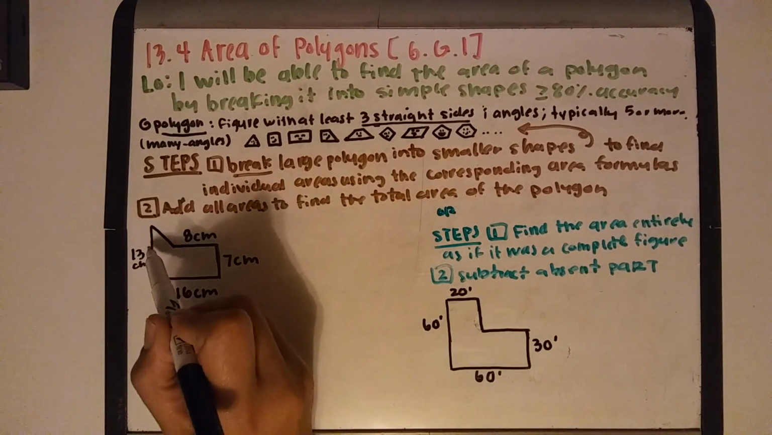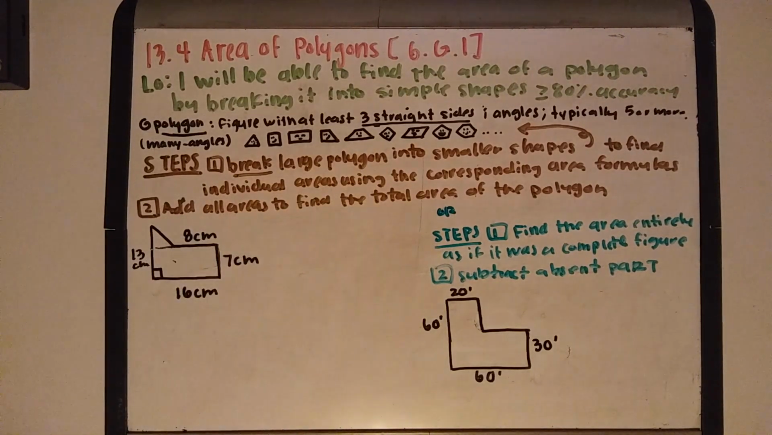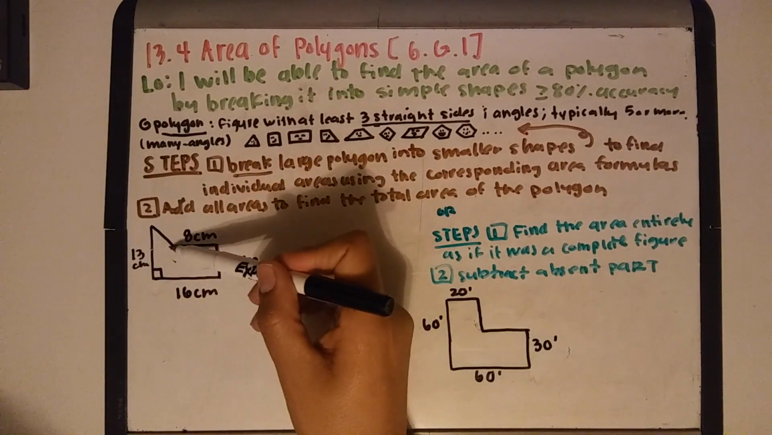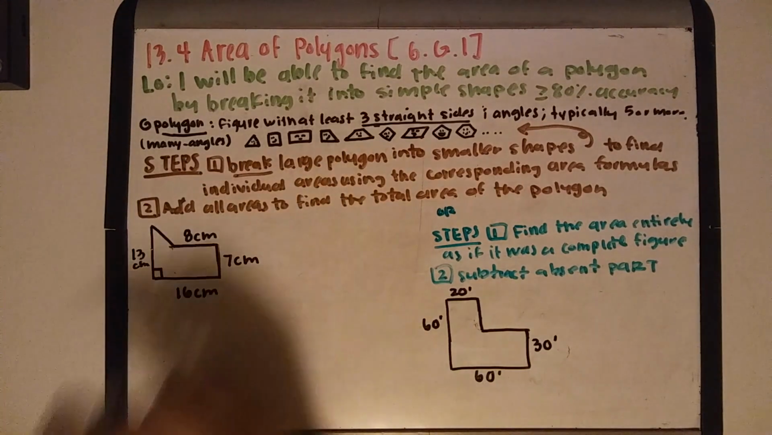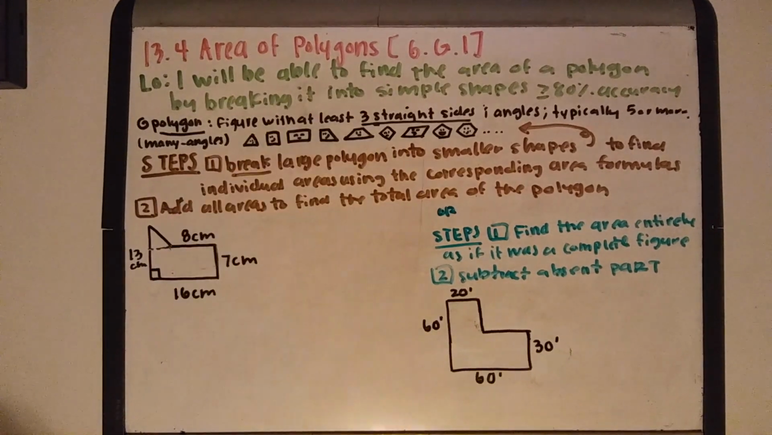So if I use that method, I'm going to cut right here to get a triangle and a rectangle. That's one way to do it. The other way to do it is to do a trapezoid and a rectangle. I find this one easier because I prefer doing triangle area than trapezoid area. So let me do it that way.